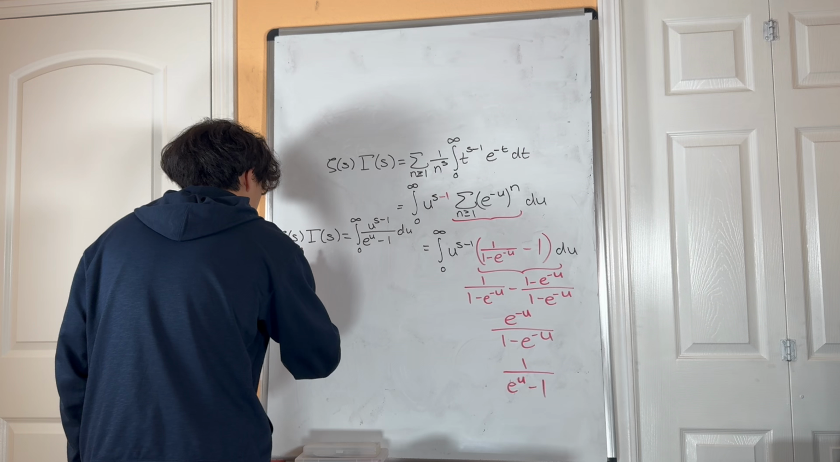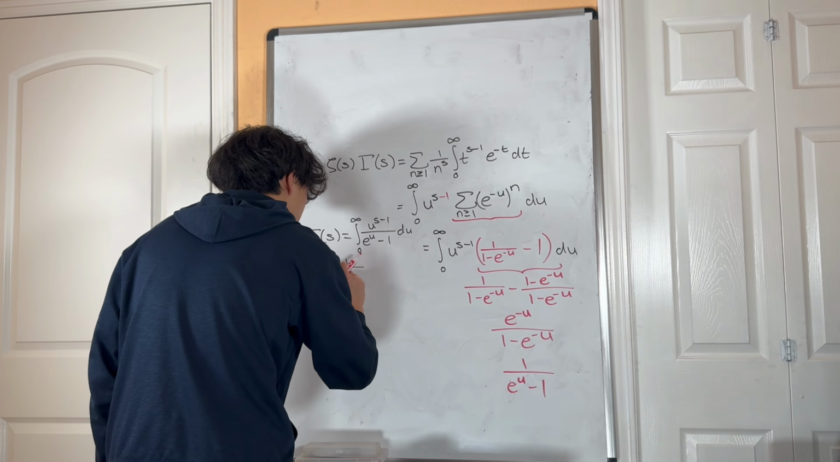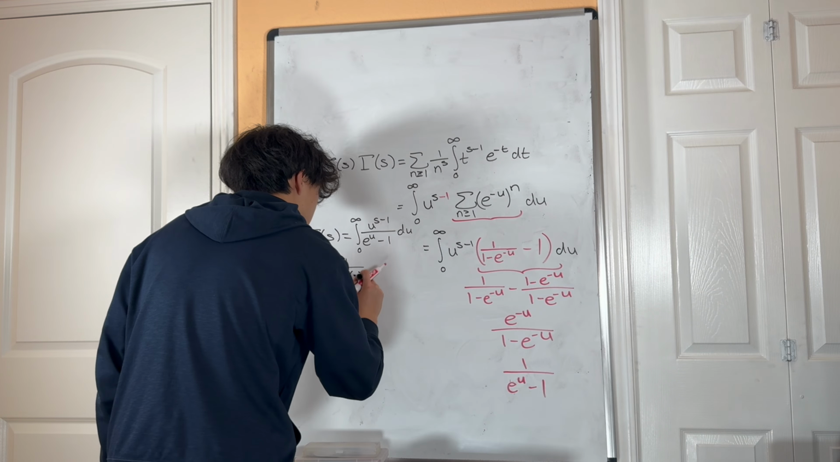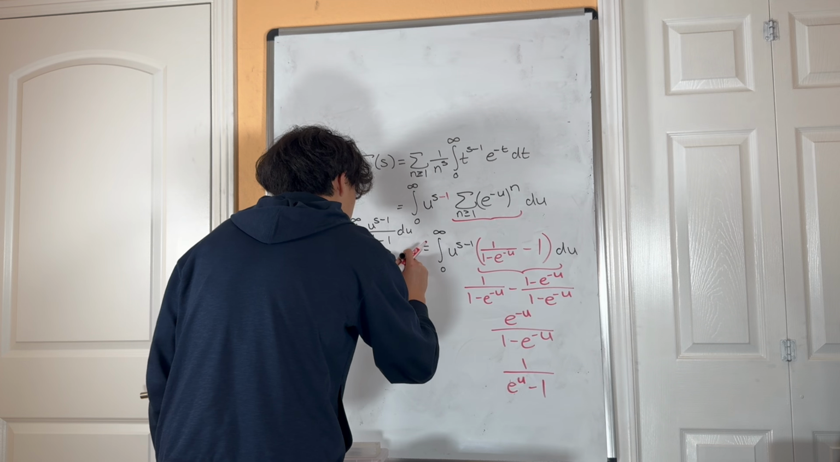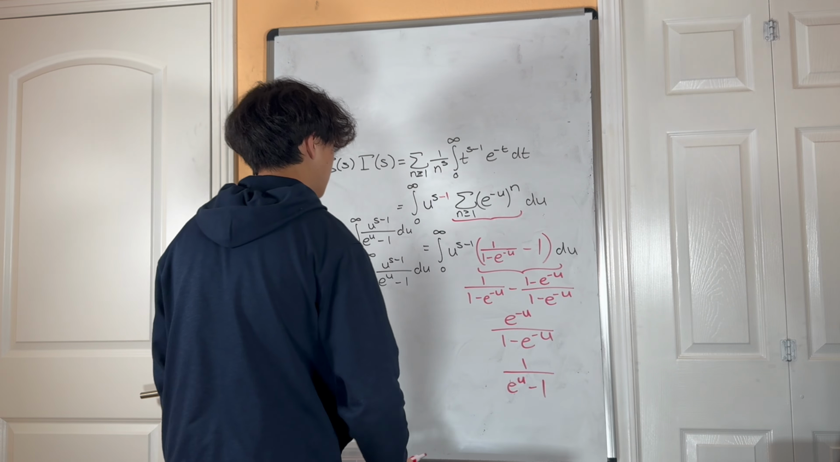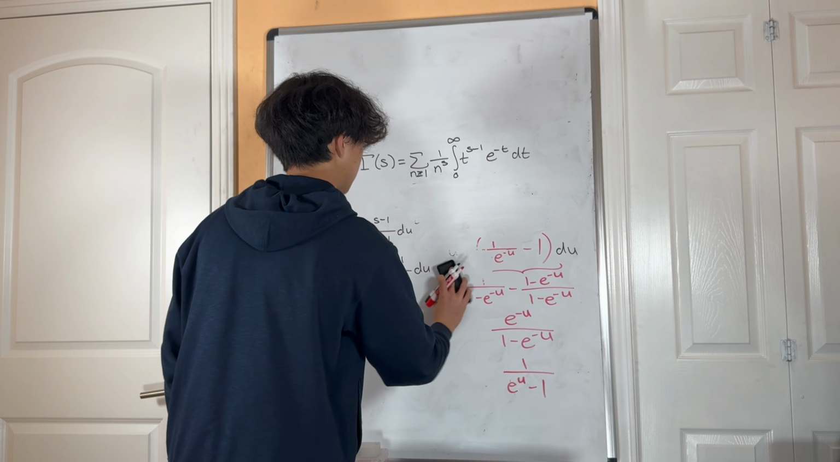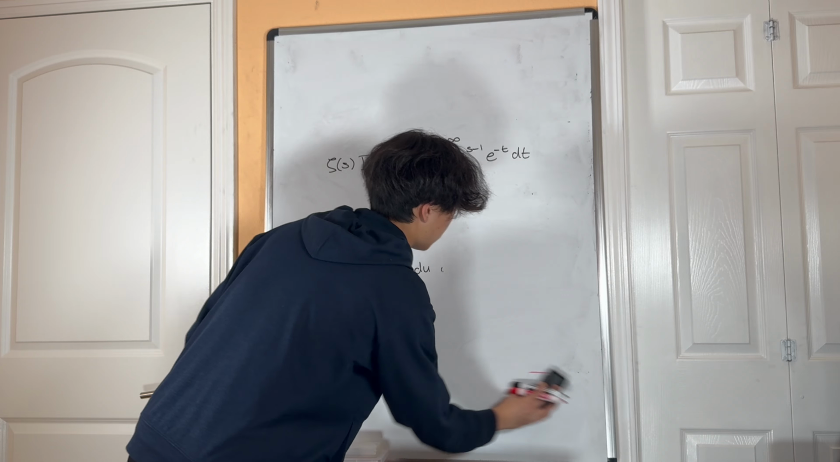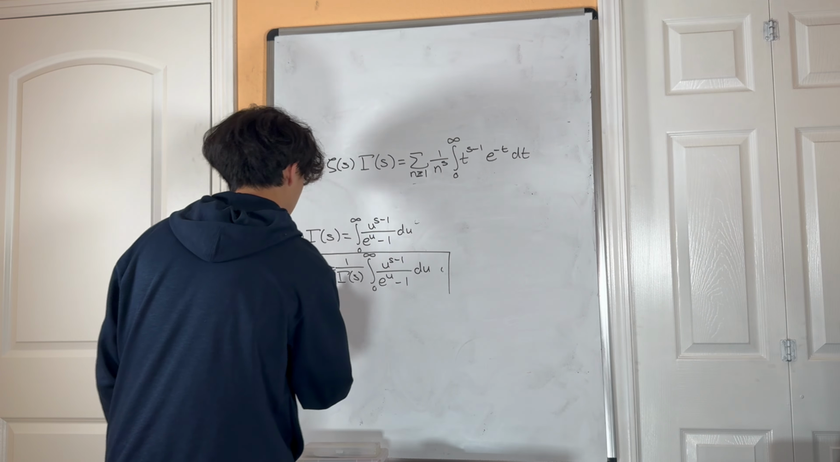So zeta of s equals 1 over gamma of s times the integral from 0 to infinity of u to the s minus 1 over e to the u minus 1 du. And yeah, there we go. I'm going to get rid of this. And we can box the final answer.